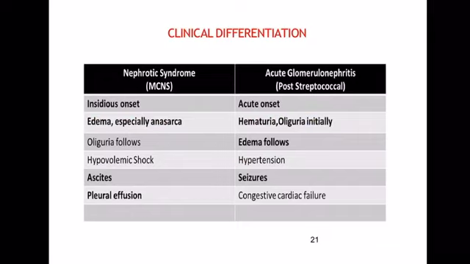In nephrotic syndrome, there is a decrease in circulatory volume, which leads to hypovolemic shock, while in acute glomerulonephritis, there is hypertension. In nephrotic syndrome, various edema develops, leading to ascites and pleural effusion, while in acute glomerulonephritis, there are seizures and congestive cardiac failure because of the hypertension. So these are the differential points of nephrotic syndrome and acute glomerulonephritis.